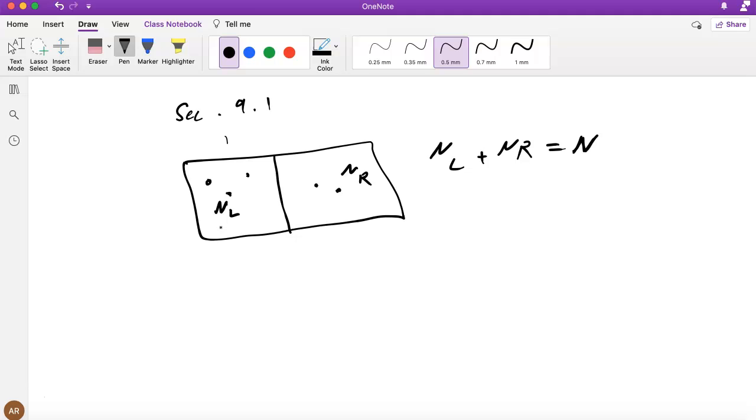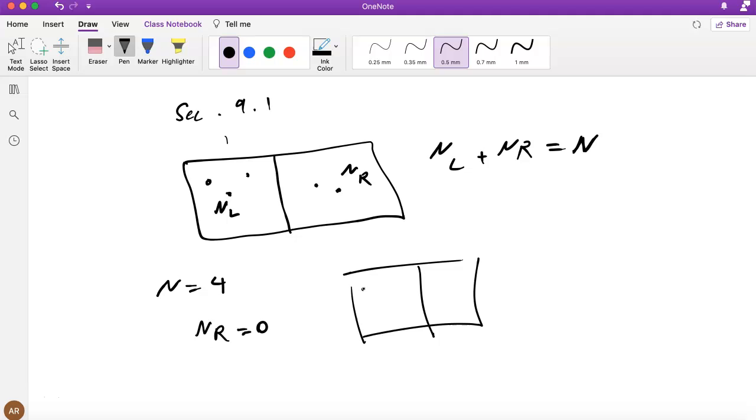So one way to think about this is, okay, what are the possibilities? Let's do an example, n equal 4. Now, n_r can be what? n_r can be 0, so all of these 4 particles can be on this side. If I give some label to these particles, 1, 2, 3, and 4 are all here.